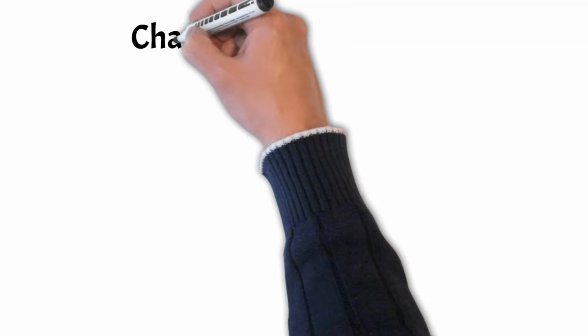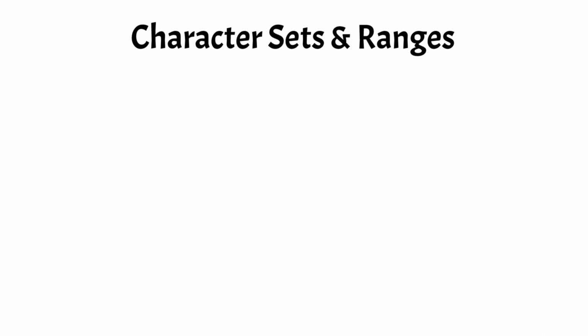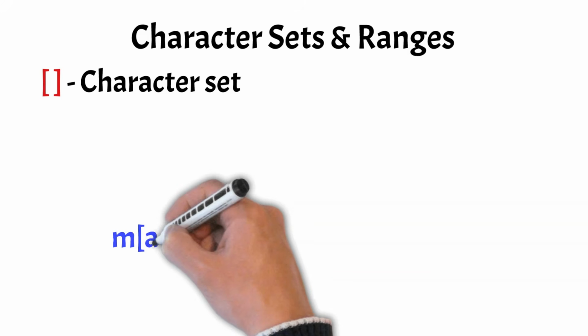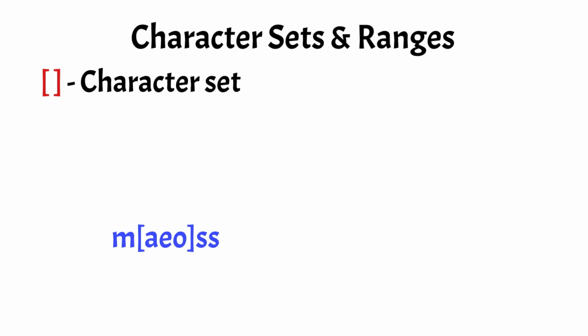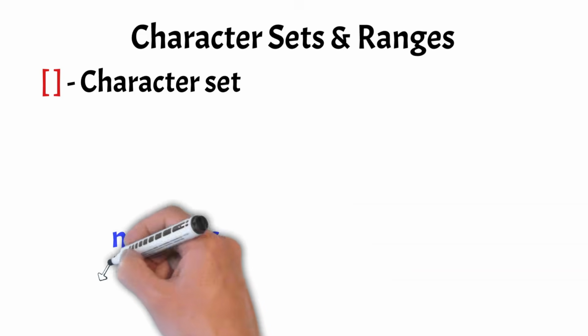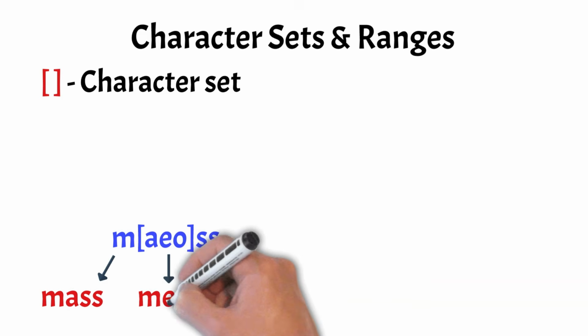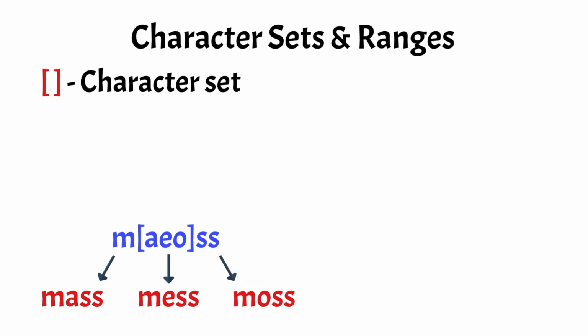The wildcard period is great, but it's often too chaotic. For a more selective search, we use a character set, defined by square brackets. Think of these brackets as a gatekeeper for a single character slot. For example, this pattern tells the engine that only an A, E, or O can fit in this middle position, successfully matching mass, mess, and moss, and ignoring everything else.